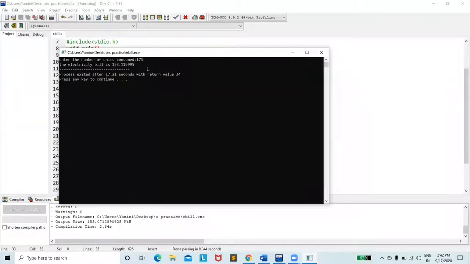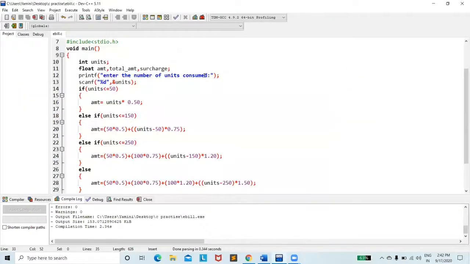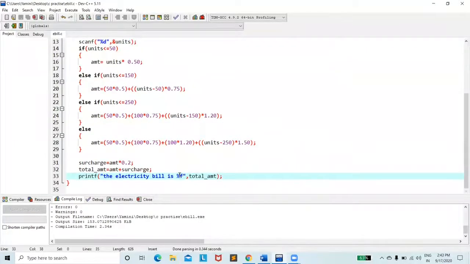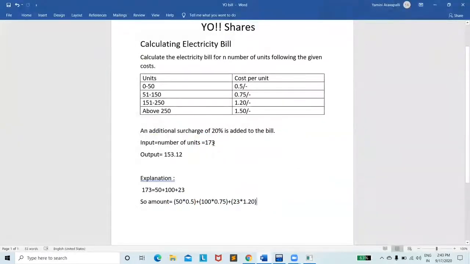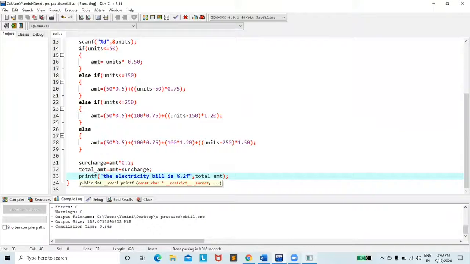But I want just 2 places. For that, what I'll do is after the percentage put a point and then 2. What does it mean? You want 2 places after the decimal. Save it again, compile and run it. Again I'll give 173 and enter. Now you got the answer. The electricity bill is 153.12. Check here, you have only 2 places after the decimal. The input was 173 and the output is 153.12. So our electricity bill program is absolutely correct.